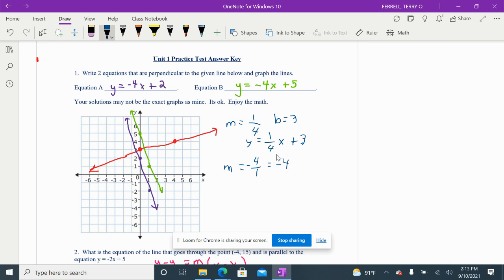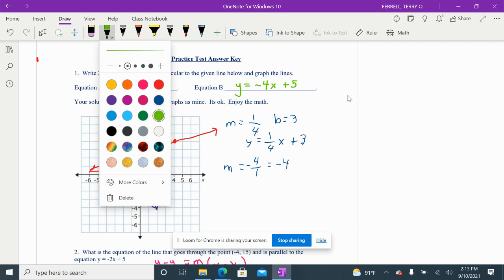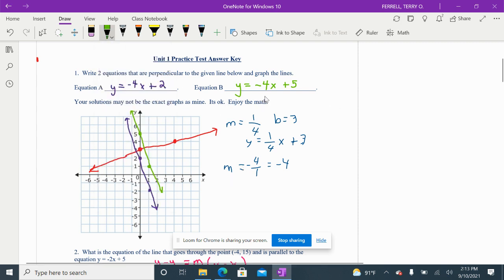Next, you can choose any y-intercept. So one equation I'm going to have, and let's say the one that's light green, it looks like I put y equals negative 4x plus 5 because the negative 4 stays the same. So I went up to 5. So if you go up 5, put a dot down, 4/1, there you go.